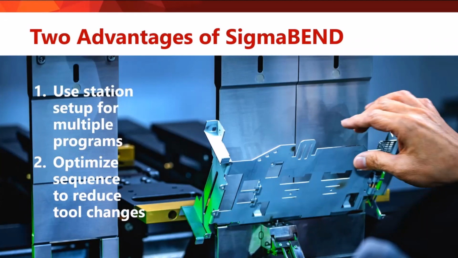So what we're going to do is show you today two advantages that you'll get from using SigmaBEND to program your brakes. The first one is being able to utilize a single station setup for multiple programs. This is key to reducing that operator manual labor time of actually having to remove any tools at all from the press brake machine. And then the second one we'll go over is optimizing the sequence between part programs to reduce the tool changing.